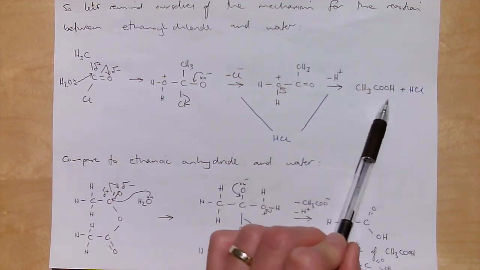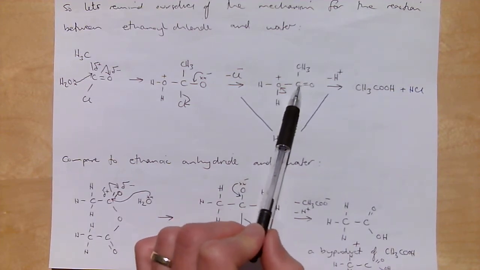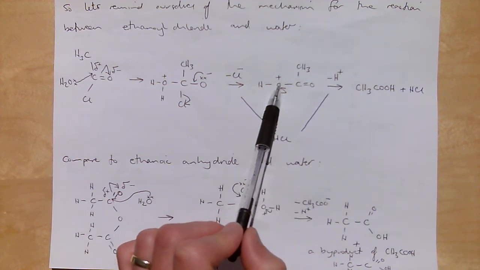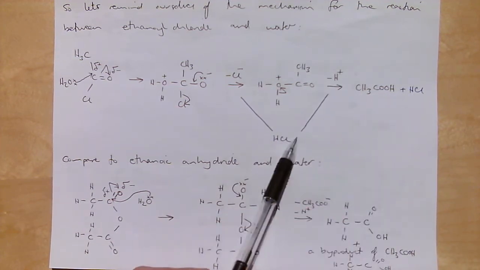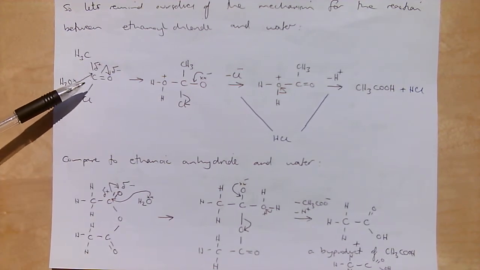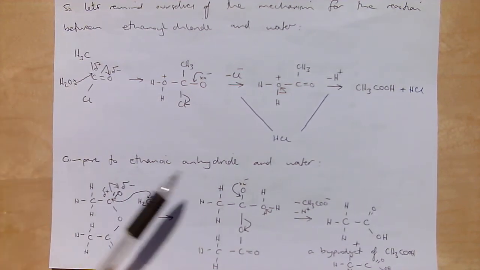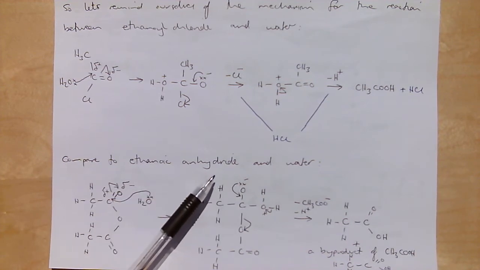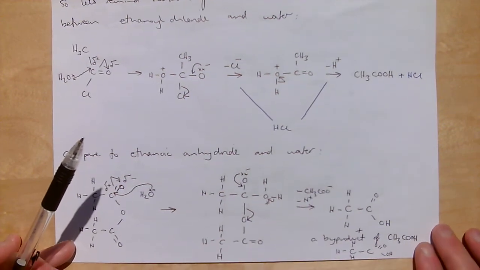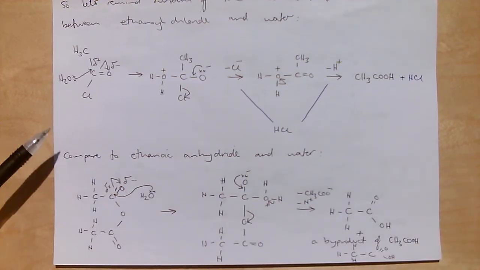So we ended up with ethanoic acid, CH3COOH, plus HCl byproduct. So that's the reaction of water with ethanoyl chloride. But let's have a look at the reaction now of water with ethanoic anhydride. It's exactly the same mechanism. Okay, so here we go.